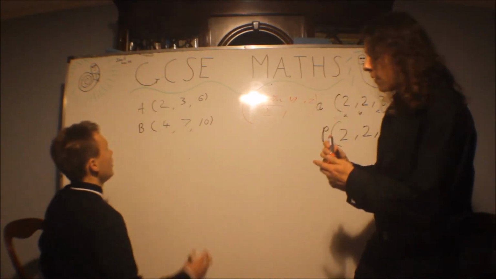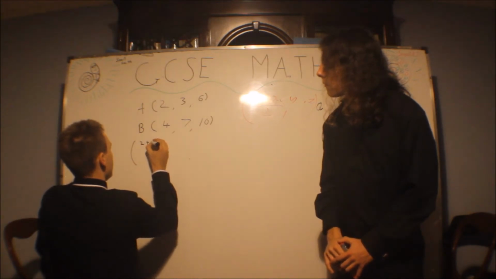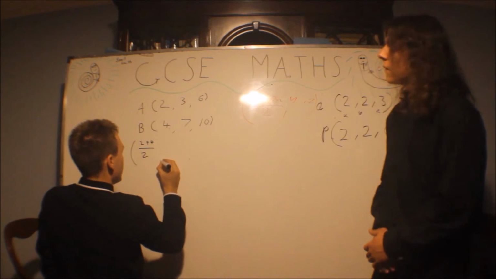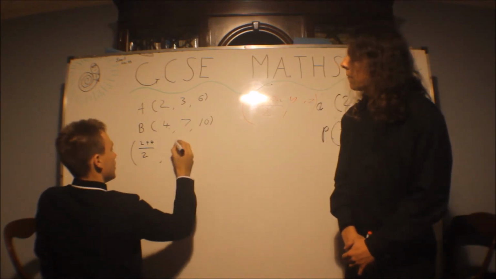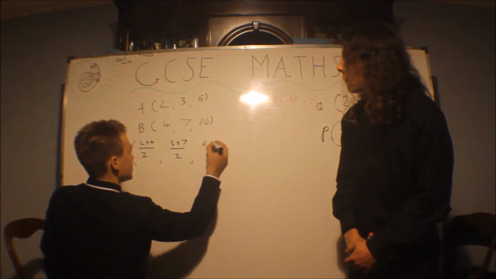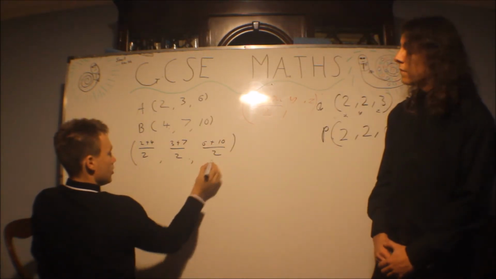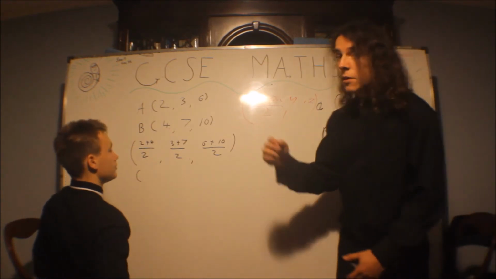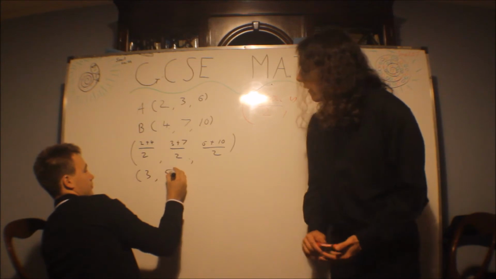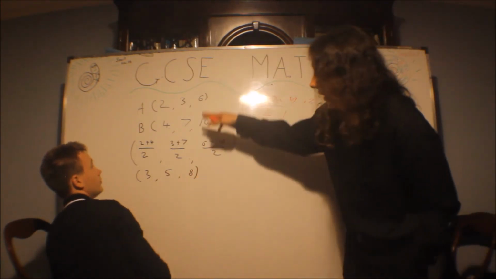In this example, you're going to have 2 plus 4 divided by 2, because that's x1 and x2. And that's going to be your first coordinate. Then you're going to have 3 plus 7 divided by 2, and 6 plus 10 divided by 2, and these are going to be your 3 coordinates. So it becomes 6 divided by 2, which is 3, 10 divided by 2, which is 5, and then 16 divided by 2, which is 8, and that becomes your new midpoint between A and B.